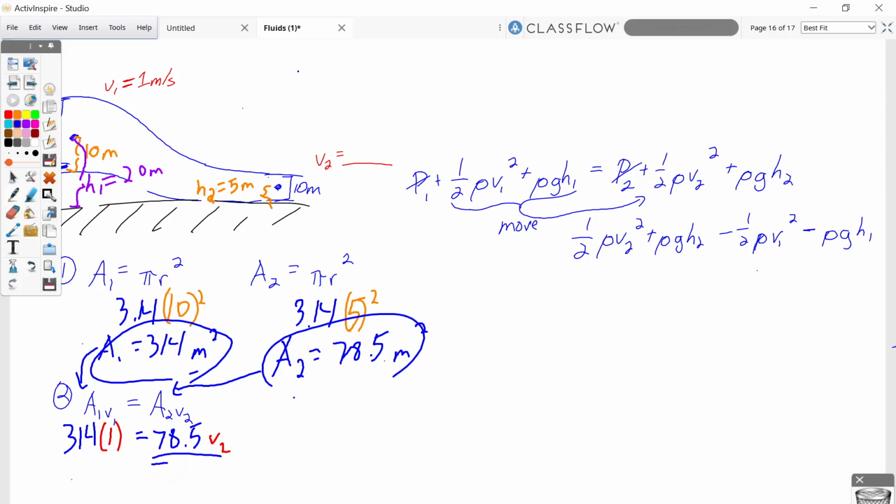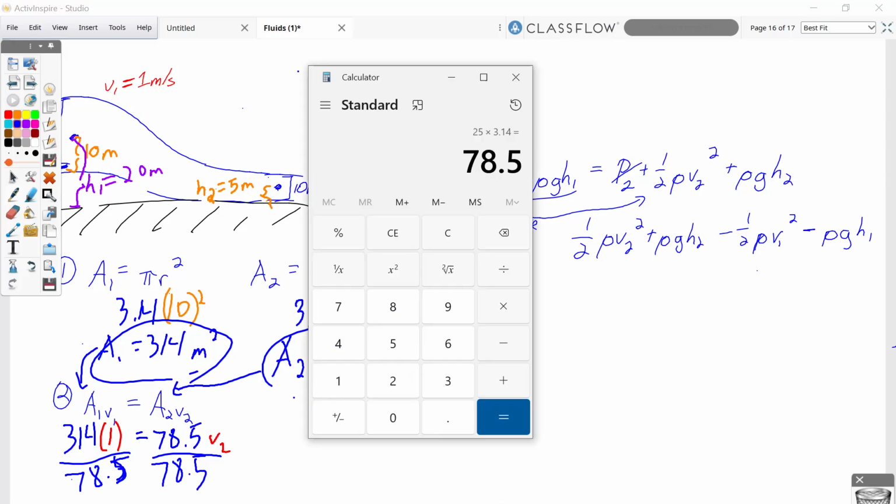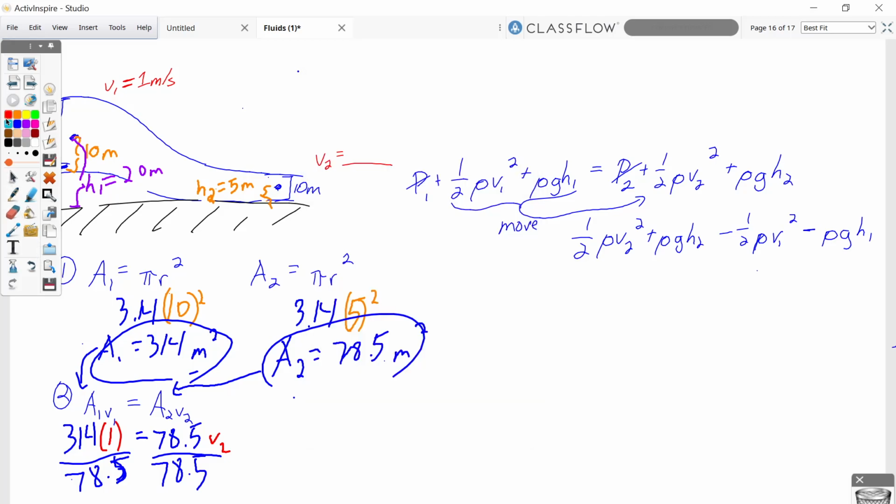So we're going to have to divide 314 times 1 divided by 78.5. So 314 times 1 is 314 divided by 78.5 gives me 4. So 4 meters per second is my velocity 2. Let's just plug that in here.